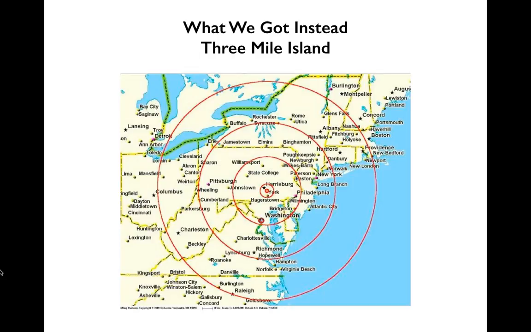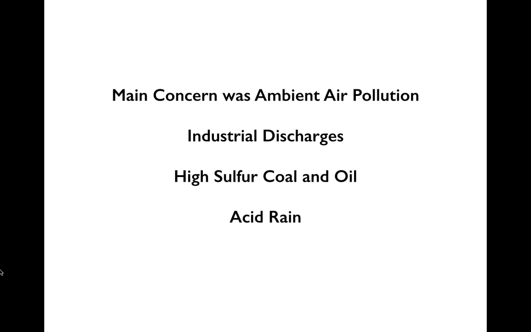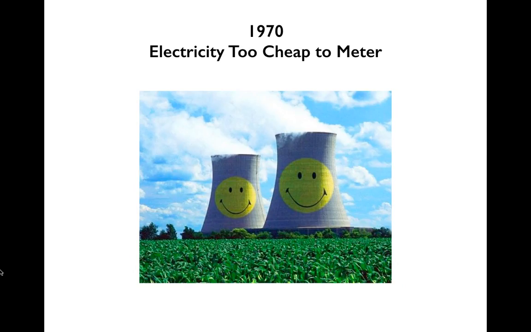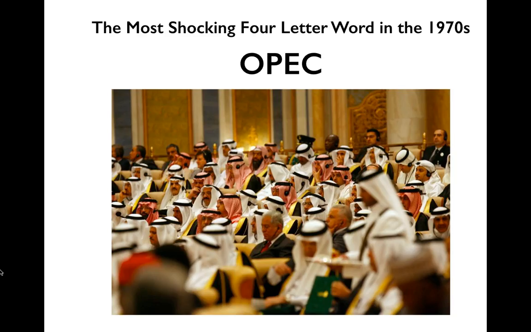We instead wound up with 3 Mile Island, which basically shut down the nuclear industry in the United States. There are very few plants that opened up after the accident at 3 Mile Island. However, we still were stuck with these outdoor air pollution problems, and we've been dealing with them ever since.